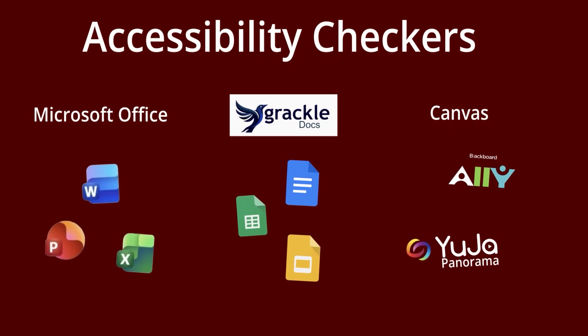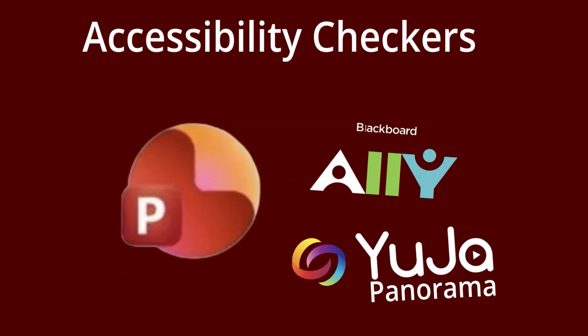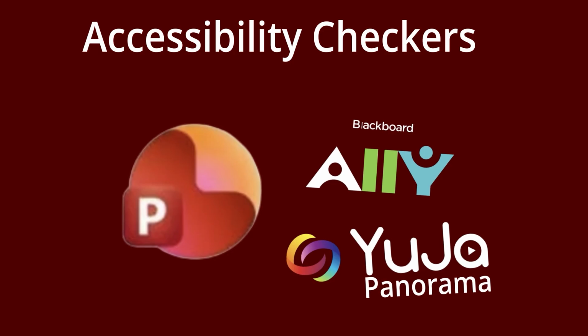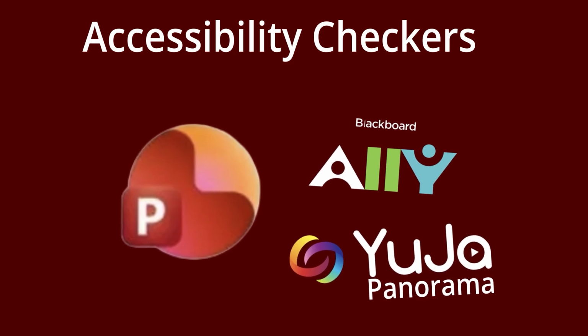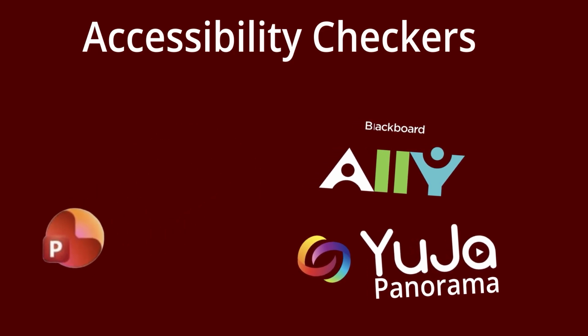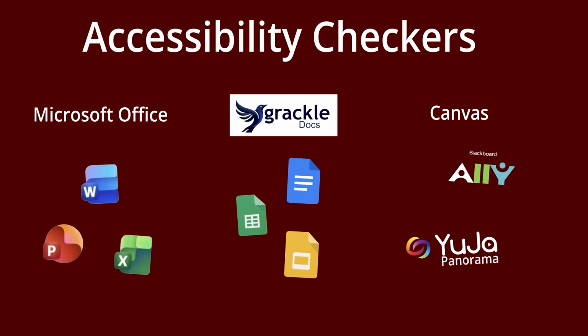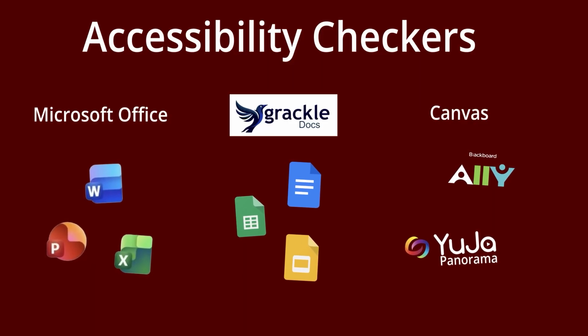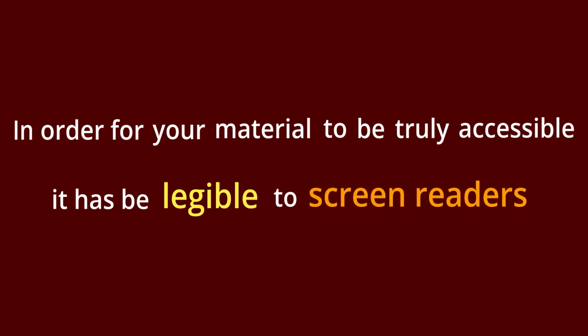I make sure my content is fully accessible in the original software, then check again using Ally and/or Panorama in Canvas. In general, there's always technical errors, so knowing what makes your material accessible over a checker is very important. Lastly, in order for your material to be truly accessible, it has to be legible to screen readers and not just passing a checker. The more you work with accessibility in mind, the easier it will be.